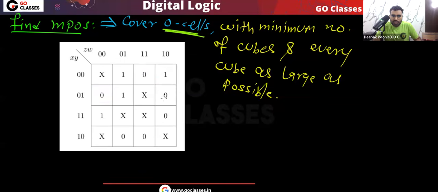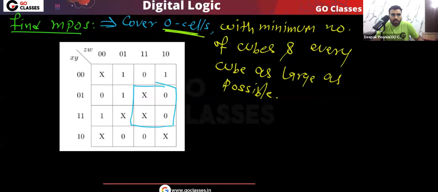To cover these zero cells, these are the zero cells. You can see to cover these zero cells, I will use the minimum number of cubes, and every cube as large as possible. So just focus, for example, on these two zeros. I can create this cube, correct? Yes or no? I can create this cube.